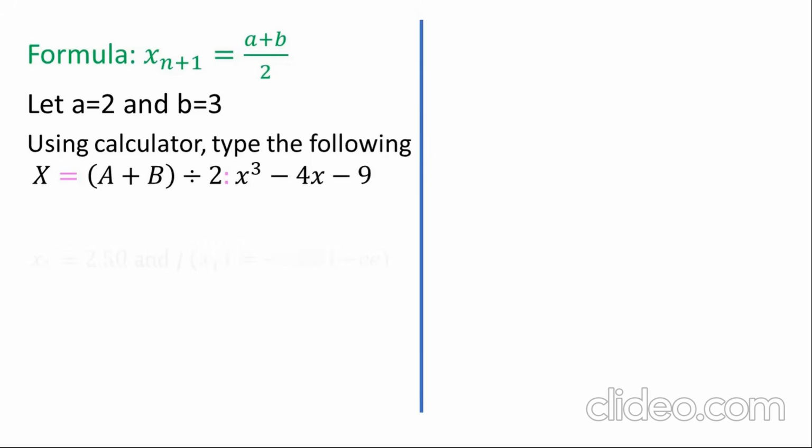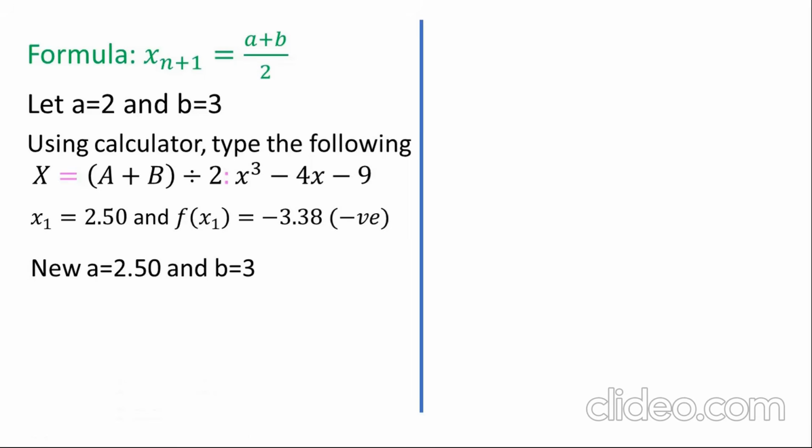Now we will enter the values that we are getting using a calculator: x1 as 2.50, and the corresponding f of x1 value is negative. Now we will search for the immediate positive value, the last positive value. Okay, so it is equal to 3. For f of 3 we are getting a positive value. So now we are going to use this a and b value in the calculation.